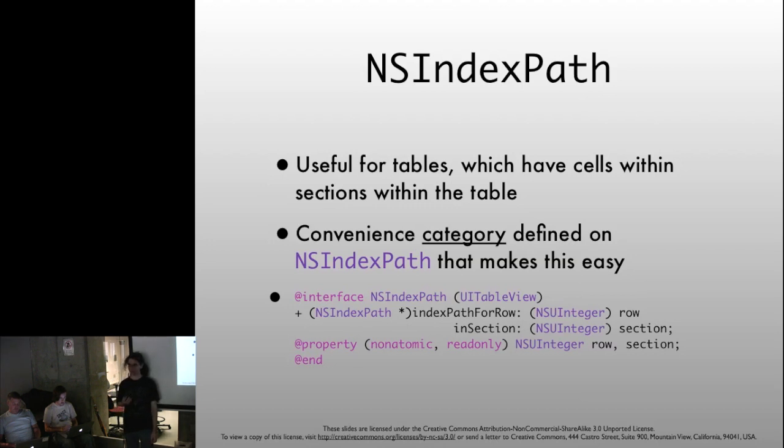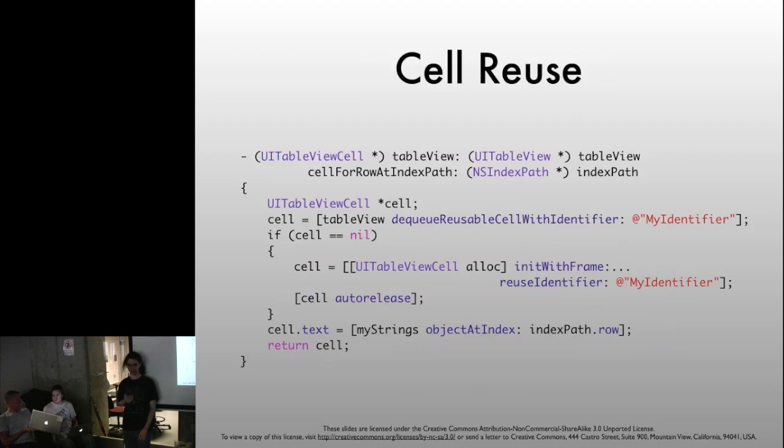So you can take an index path object and query it. You can ask it, what row do you represent? What section do you represent? So it's useful for that.